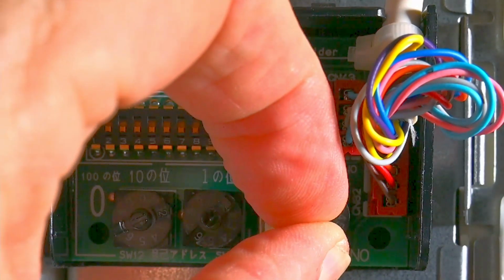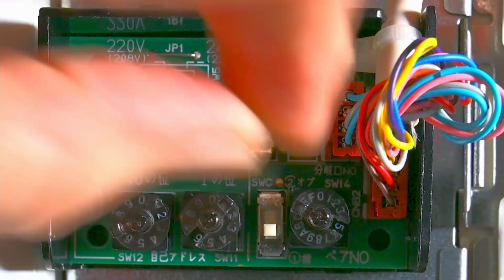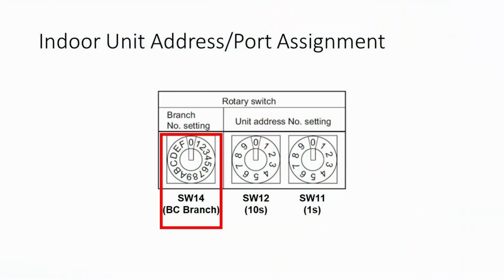SW14 tells the system which port you are attached to on the BC controller. You will see the numbers 0 through 9 and the letters A through F. Those represent the port number of the BC controller. 1 through 9, of course, is 1 through 9. A will be 10, B 11, C 12, and so on.